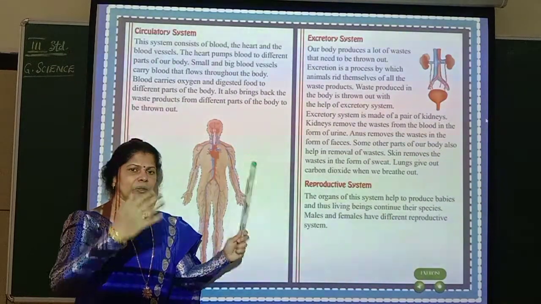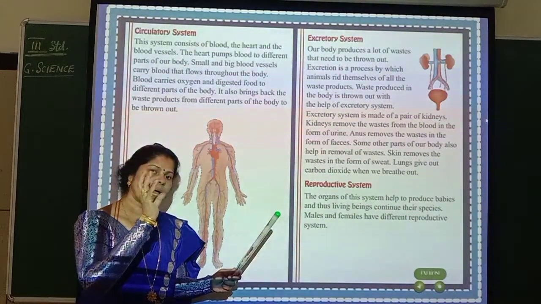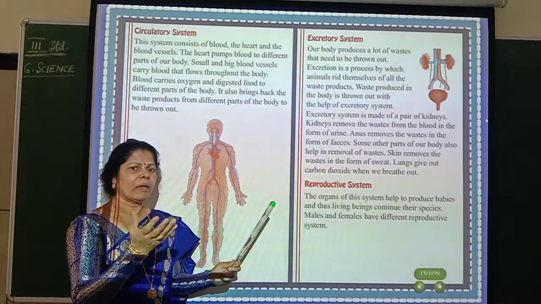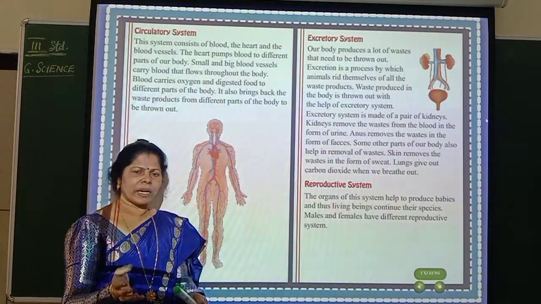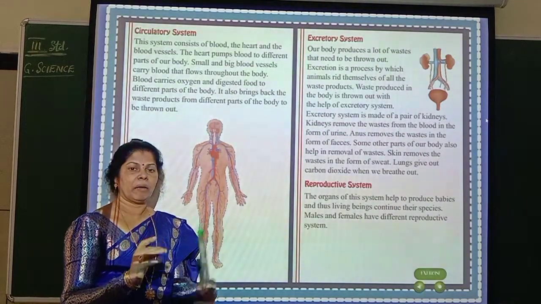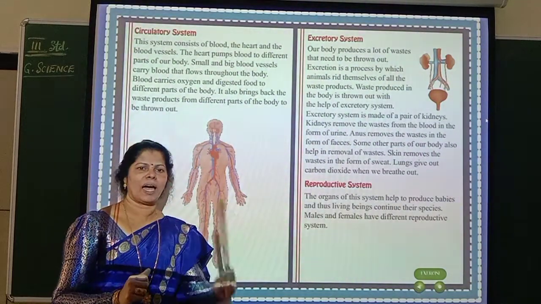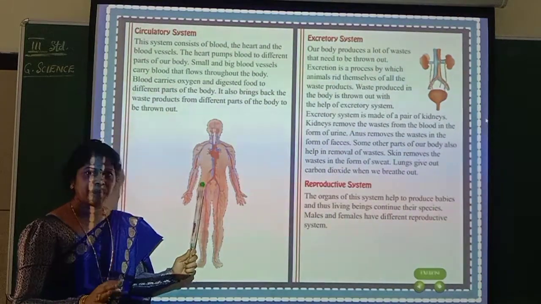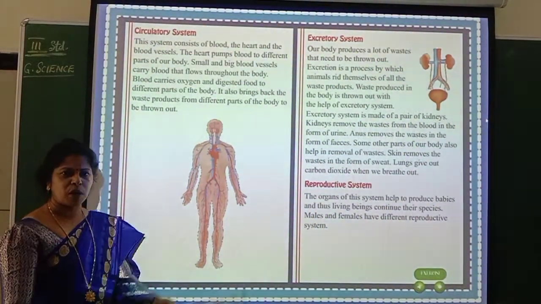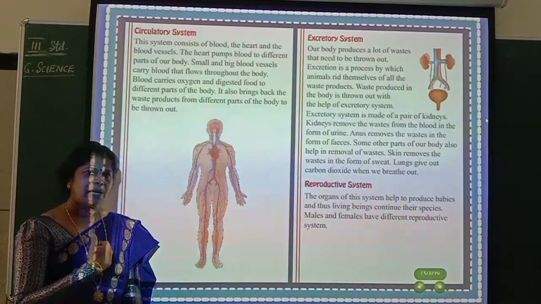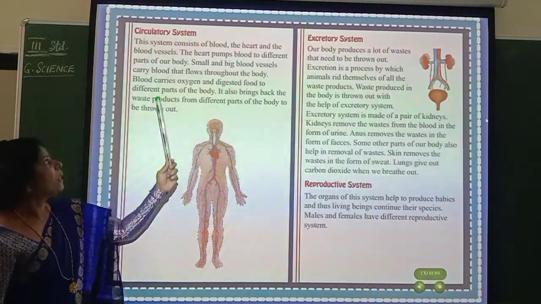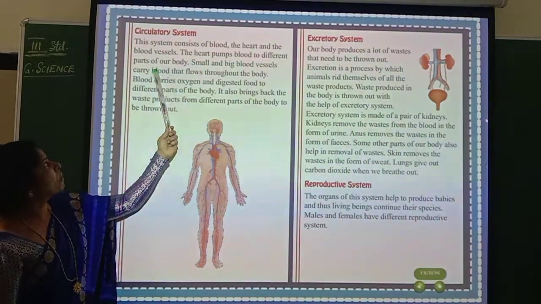So when you do more exercise, more blood will be transported. But when you are sleeping, when you are at rest, it will work slowly. But throughout your life, the heart, lungs, everything will be working. Understood? They will not stop. Now you may stop writing, you may stop jumping and everything, but the heart, lungs and all those things will never stop their work. So the heart pumps blood to different parts of our body.